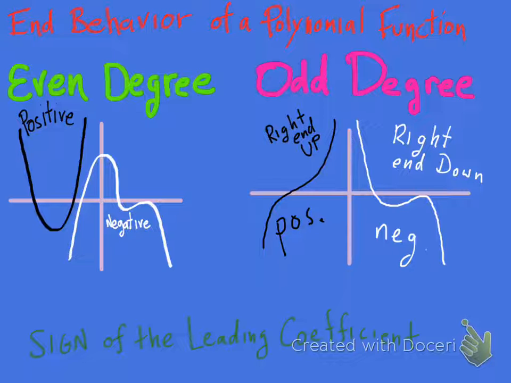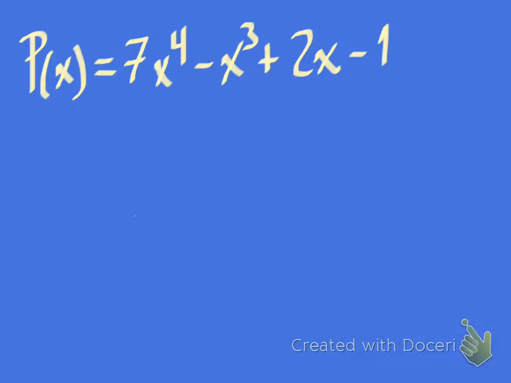Well, you don't always, unfortunately, have a graph. Sometimes you just have to go by the equation. So let's take a look at a couple of equations. So here's the first one here. Polynomial function of x, p of x, equals 7x to the fourth minus x cubed plus 2x minus 1. All right? Well, we can see just from looking at this equation that it is an even degree polynomial. That's right, because the highest exponent is a 4.